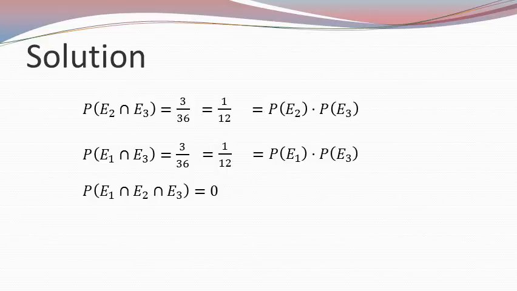Now this would be equal to 0, because we cannot have die A throw 4 and die B throw 2 and also the sum of the two is equal to odd. That's not possible. So this probability is equal to 0, and that's not equal to P of E1 times P of E2 times P of E3, which means the correct answer is option 4.